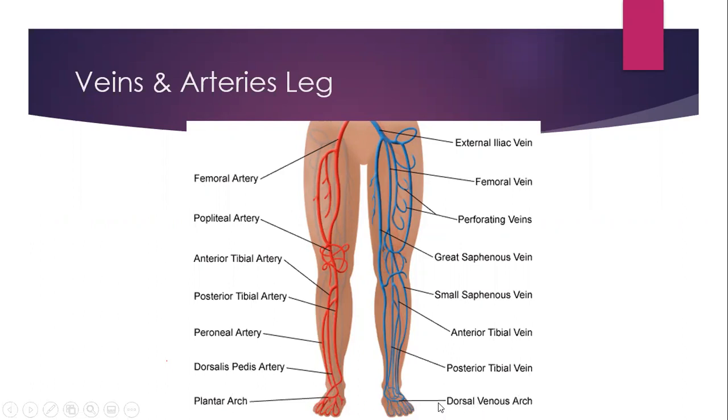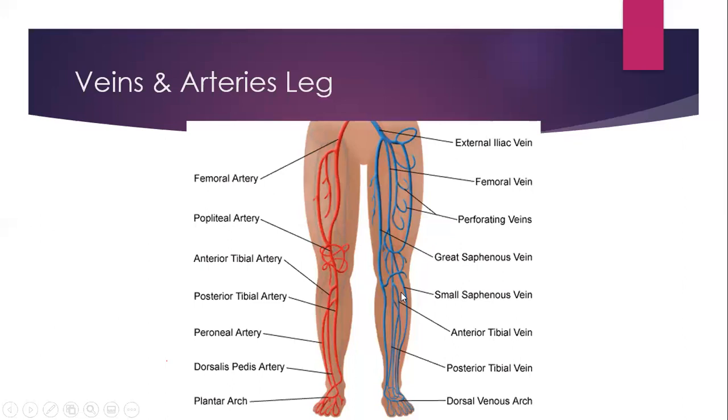So the veins in the foot are your dorsal venous arch. These travel inside the foot and the ankle. They go back up the leg into the thigh here, and they travel up into your great saphenous vein, passing through again anterior and posterior veins, front and back veins of the lower leg.